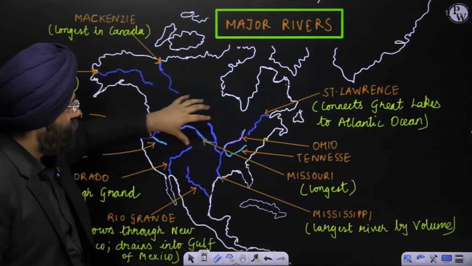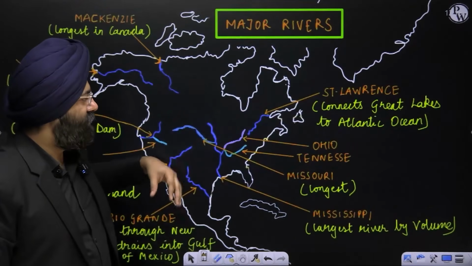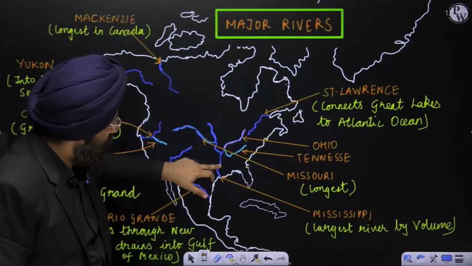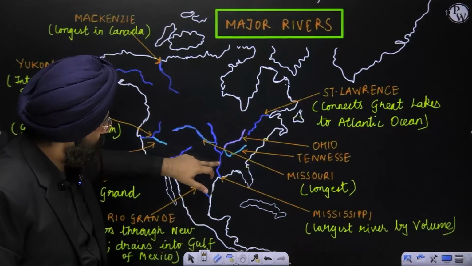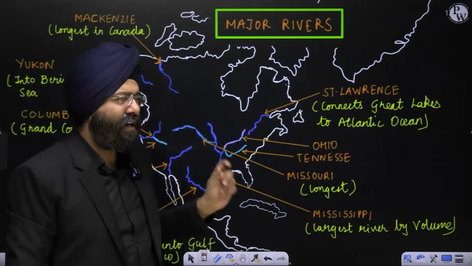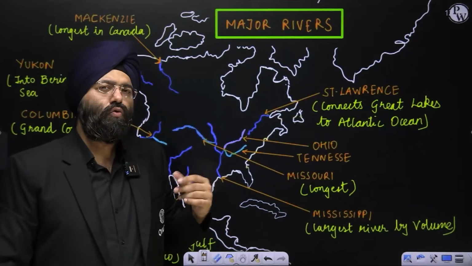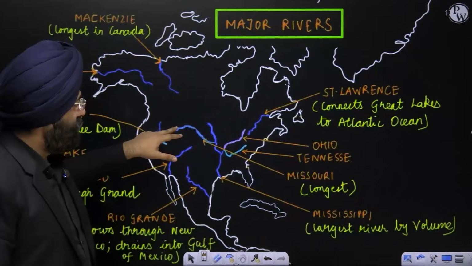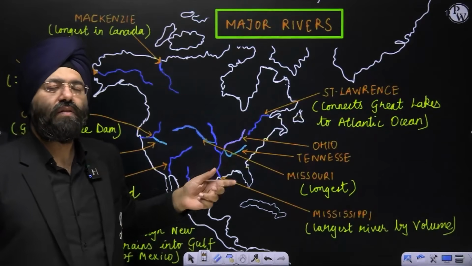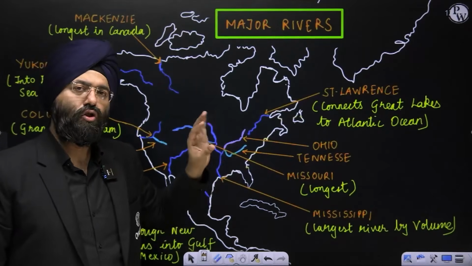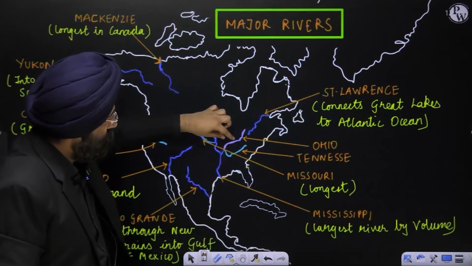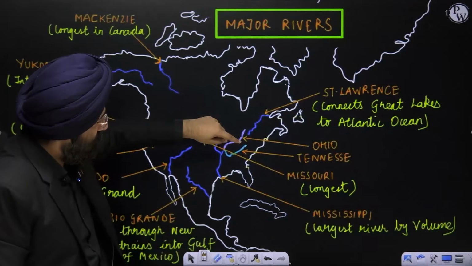Now comes the important rivers over here. This is the Missouri, Mississippi basin. Now if you see this complete river, this is the Mississippi River. This is the largest river with respect to volume. This is the Missouri River. This is the longest river with respect to length in North America. You have certain other tributaries. This is the Ohio and this is the Tennessee.